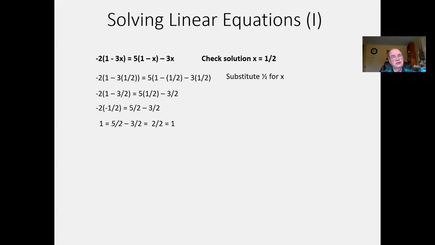But ultimately, what you're looking for is an identity at the end. Here, I show that 1 is equal to 1. I can stop there. That's the check. If anything will do, 5 is equal to 5. Any identity will do for the check.